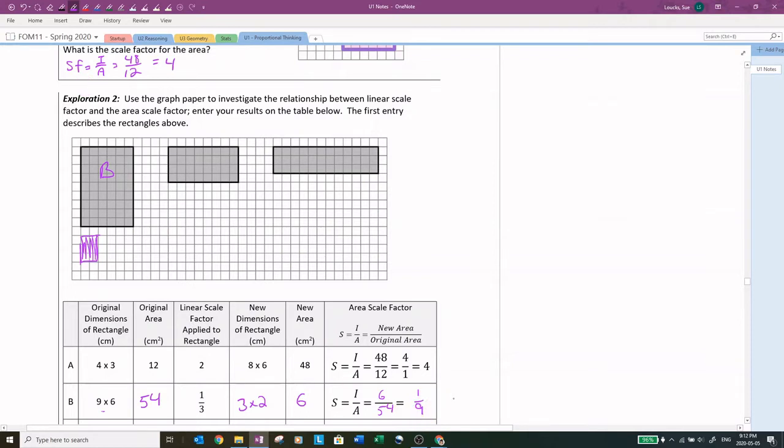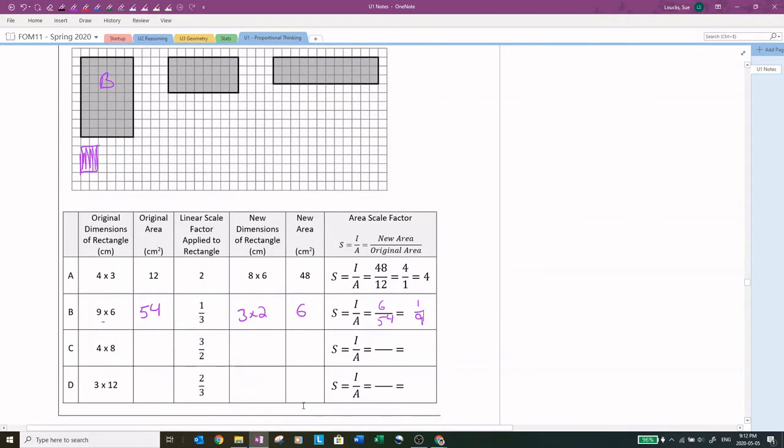And I'm going to ask you to pause the video there and go ahead and finish the next two. This is C. You're going to do this by a linear scale factor of 3 over 2. And D, you're going to do a linear scale factor of 2/3 and fill in the rest of the table. Okay?